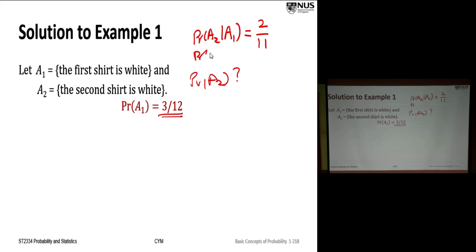Similarly, I can also work on A2 given A1 prime. What does that mean? It means that if the first shirt is not a white shirt, then you still have 3 white shirts left, and you choose from the 11. So it is 3 over 11. As you can see, the 2 do not add up to 1.